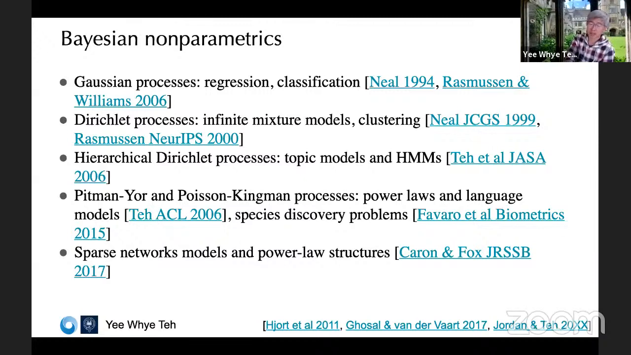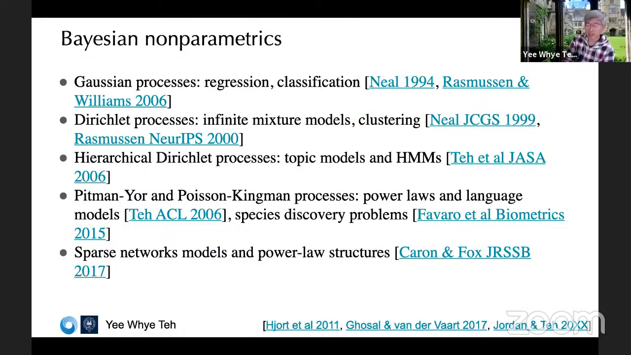We already saw Gaussian processes, which are most popularly used for regression and classification. We have Dirichlet processes, which have been used for clustering, particularly for infinite mixture models. The idea here is that this is an approach to clustering where, as your data set grows, you can always introduce new clusters into your mixture model.